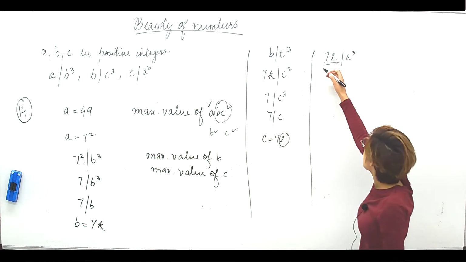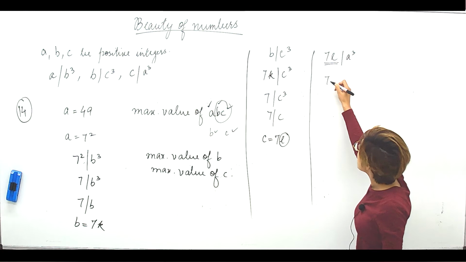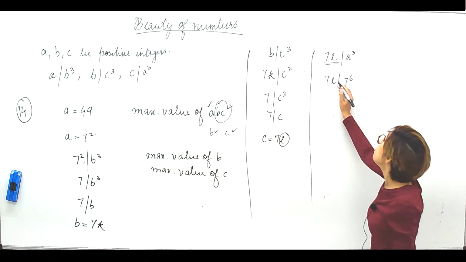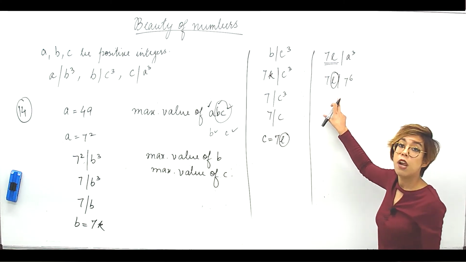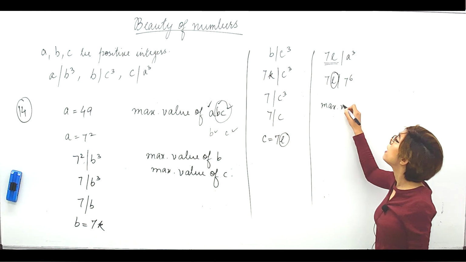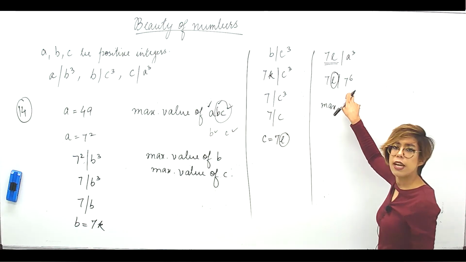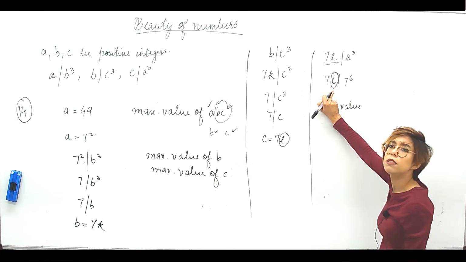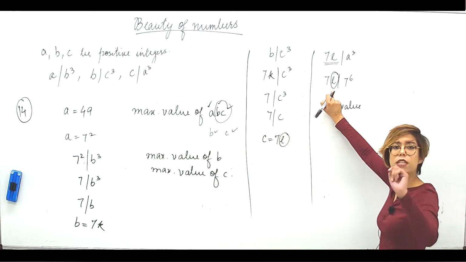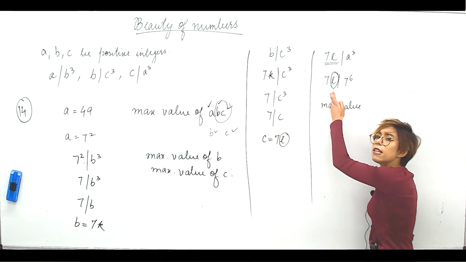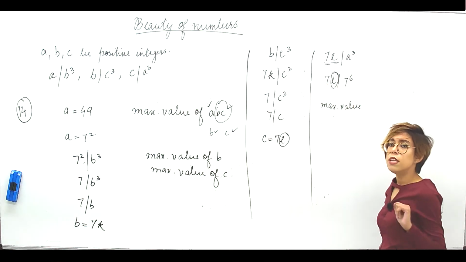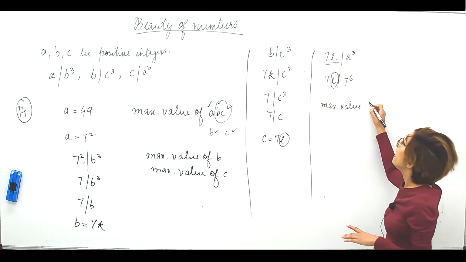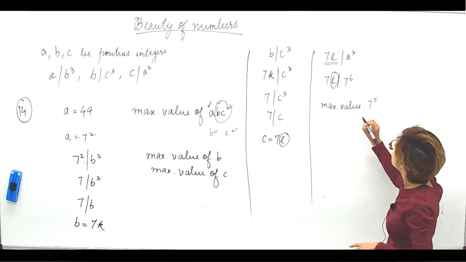So let's see. Now I know that 7L divides A cube. So 7L divides 7 square cube, so 7 raised to power 6. I want the maximum value of L. Now maximum value of L, can you tell me what that is? It must divide. Now I can take L as 7 raised to power 1, 7 raised to power 2, 7 raised to power 3, 7 raised to power 4, 7 raised to power 5, 7 raised to power 6. How can I take it to be 7 raised to power 6? It becomes 7 raised to power 7. Be careful. So the maximum value of L that I can accommodate is 7 raised to power 5.